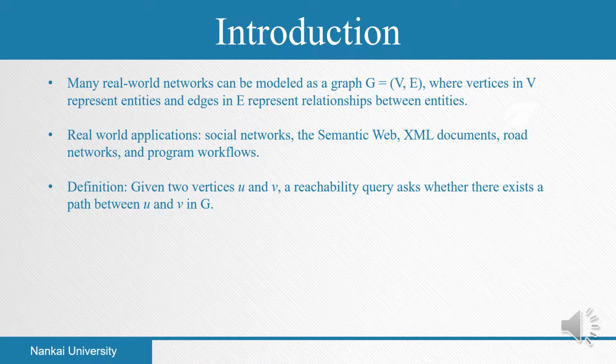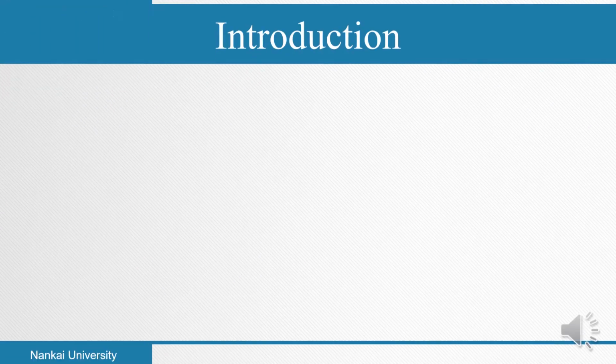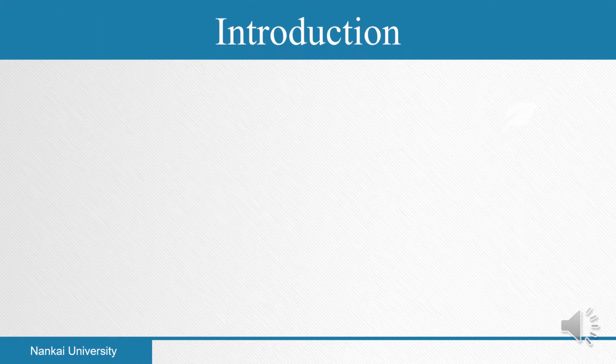First, we will give a simple definition of reachability query. Given two vertices U and V, a reachability query asks whether there exists a path between U and V in graph G. Then we will introduce the related work about reachability queries.